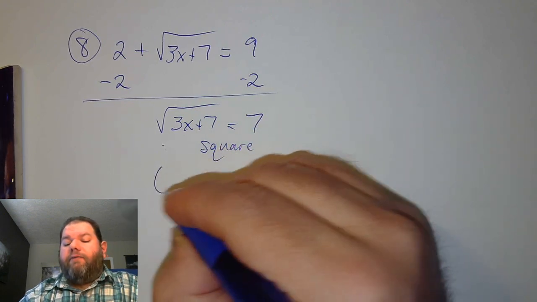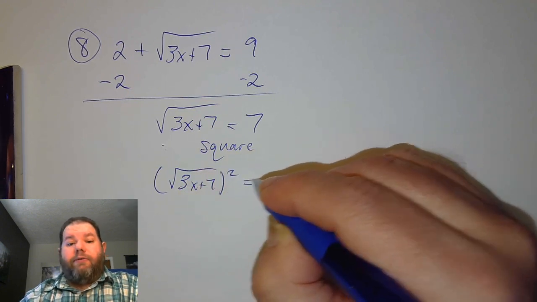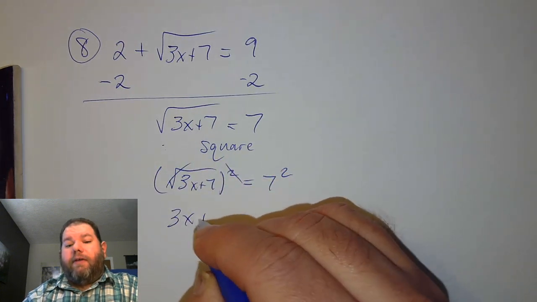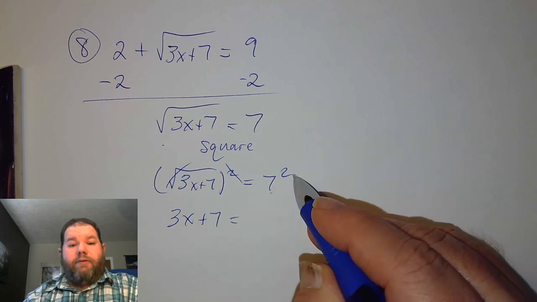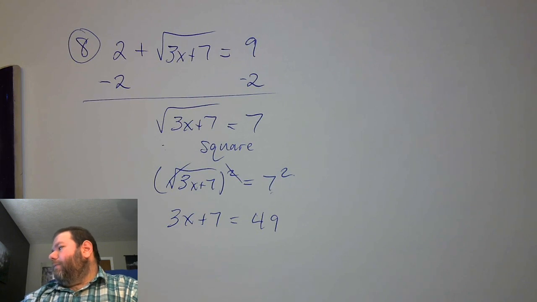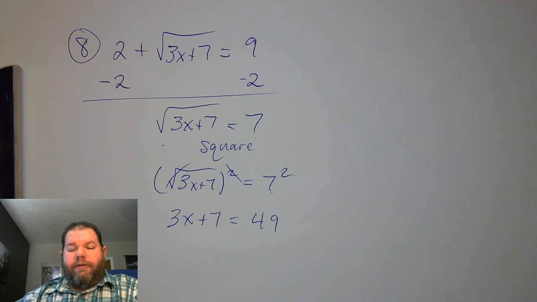Now on the left-hand side, if we square the square root, that's just going to cancel out the square. So we just have 3x plus 7. And on the right, 7 squared is 49. Once we get it out of the square root, and we just have a normal equation, it's really just a question of solving the problem how we normally would. This is a linear equation, so the goal is to get x by itself. So we can subtract the 7 and then divide by the 3, basically.